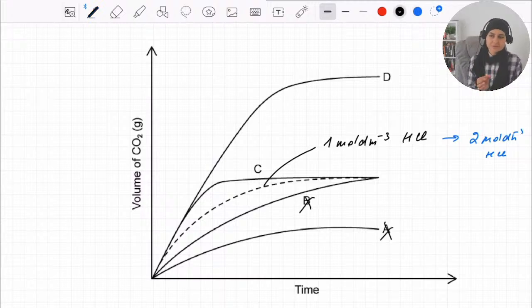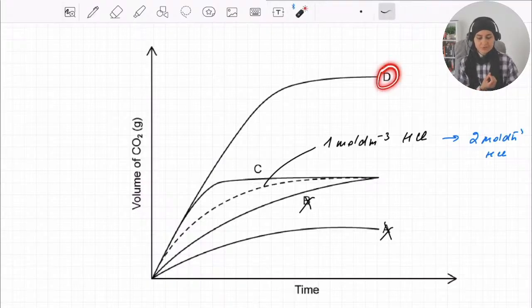But be very careful. The increase in volume of HCl would not increase the rate, because you would have the same number of particles per unit volume. But a concentration increase would always increase the rate, because more particles per unit volume means more frequency of successful collisions. That's one thing. And then what else do we have to check?